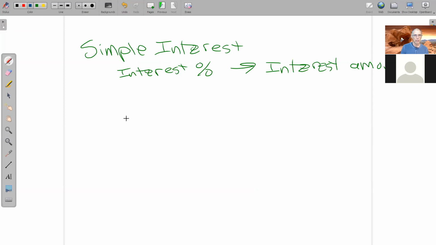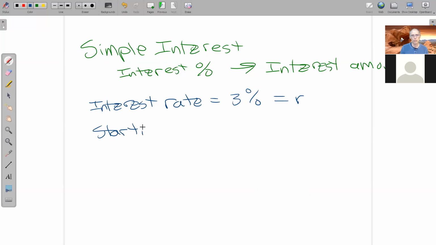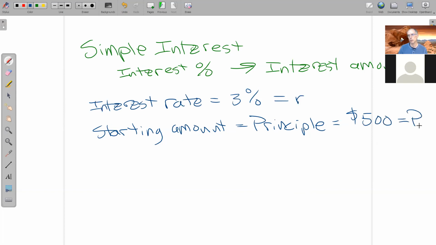So for example, if somebody told me that the interest rate of some investment was 3%, we usually call the interest rate R for rate. And then the amount of money I start with, we usually call that the principal. So the starting amount is sometimes called principal. Principal, not an AL, that would be like the guy in charge of the school. That's the amount you start with, and maybe I'm going to start with like $500. And usually we give that the letter P.